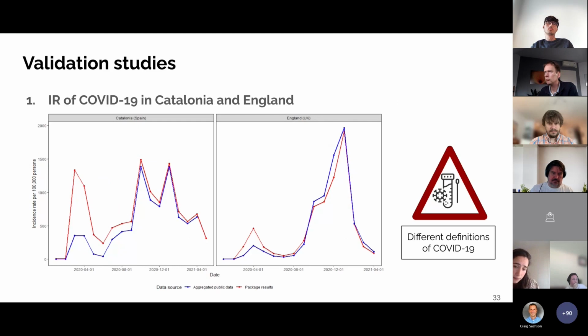As you can see, at the beginning of the pandemic, we saw that the package results were actually higher than those reported in public websites. But this was basically because of the definitions we were using, because in our package, we were using a definition that not only included positive tests, but also clinical diagnosis. And these were not widely available during the first months of the pandemic. And this explains this huge gap. But as you can see, after the 6 months of the pandemic, the rates were very, very similar.